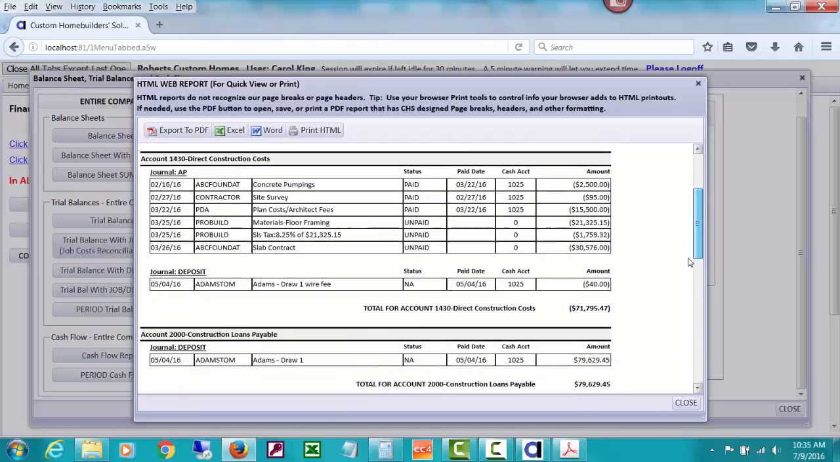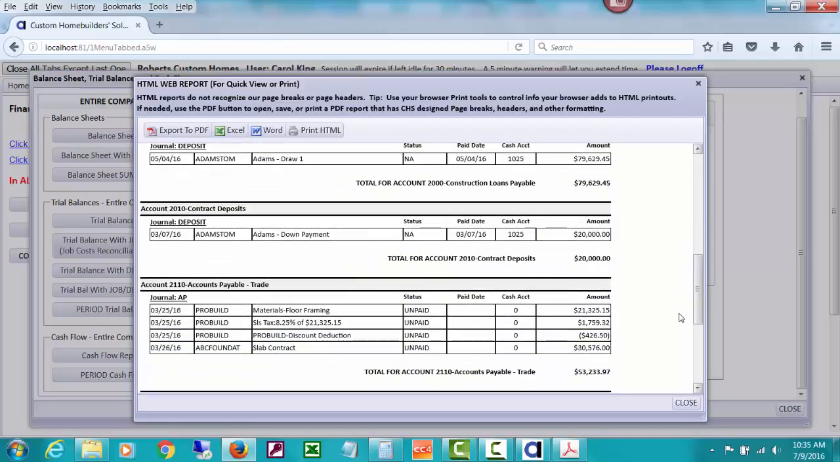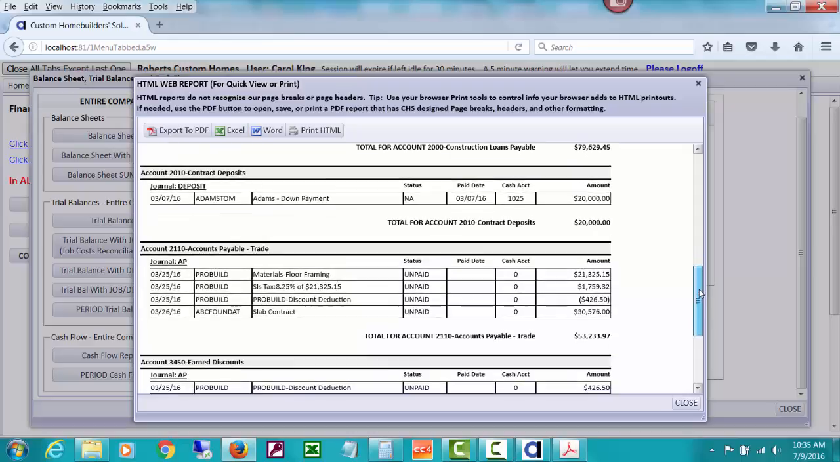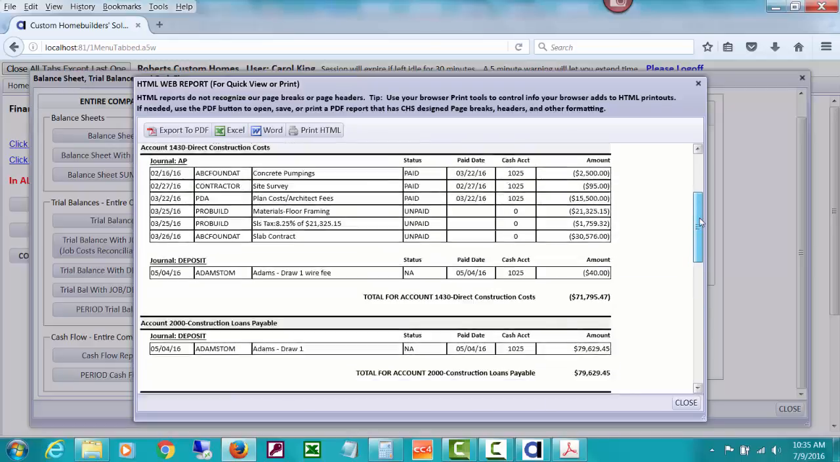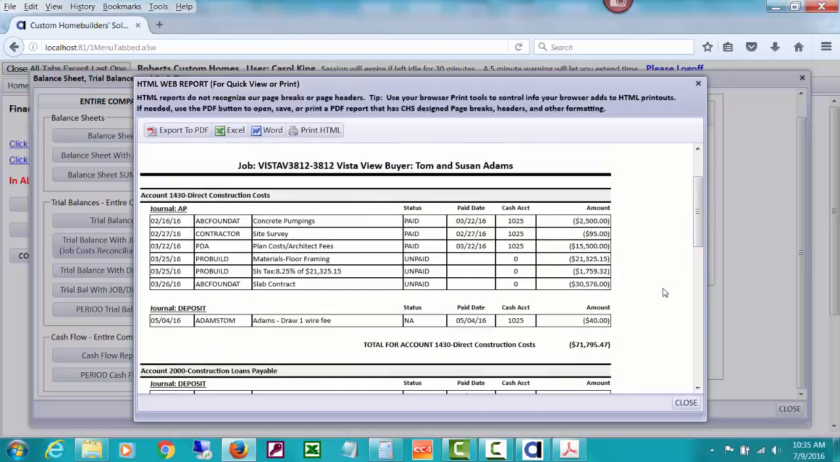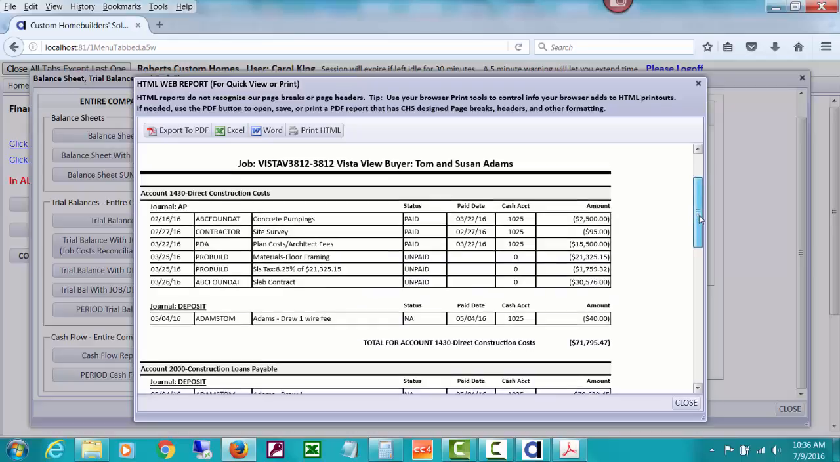Let me see the accounts payable here for a minute. One good thing is that you can get a quick little glance at which bills aren't paid by looking at accounts payable for the job. And if you look down here, you see this Pro Build and we're ABC Foundation for $30,576. See how it's up here in this slab contract accounts payable, 1430 construction costs, and the amount is showing as a minus.